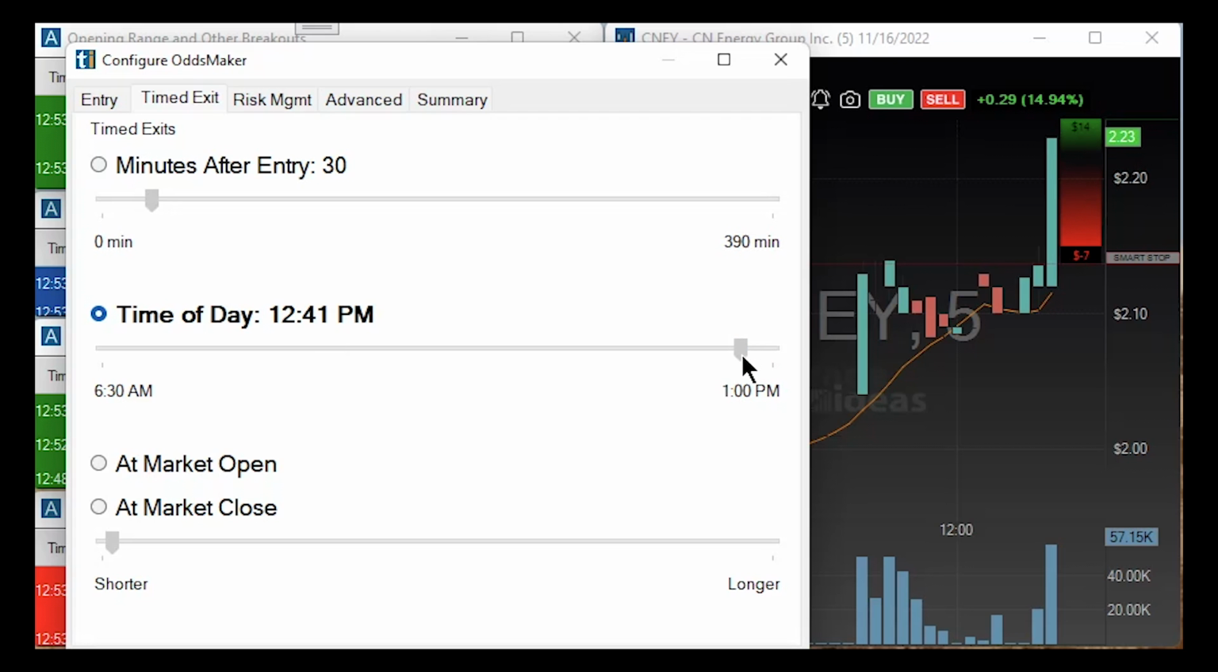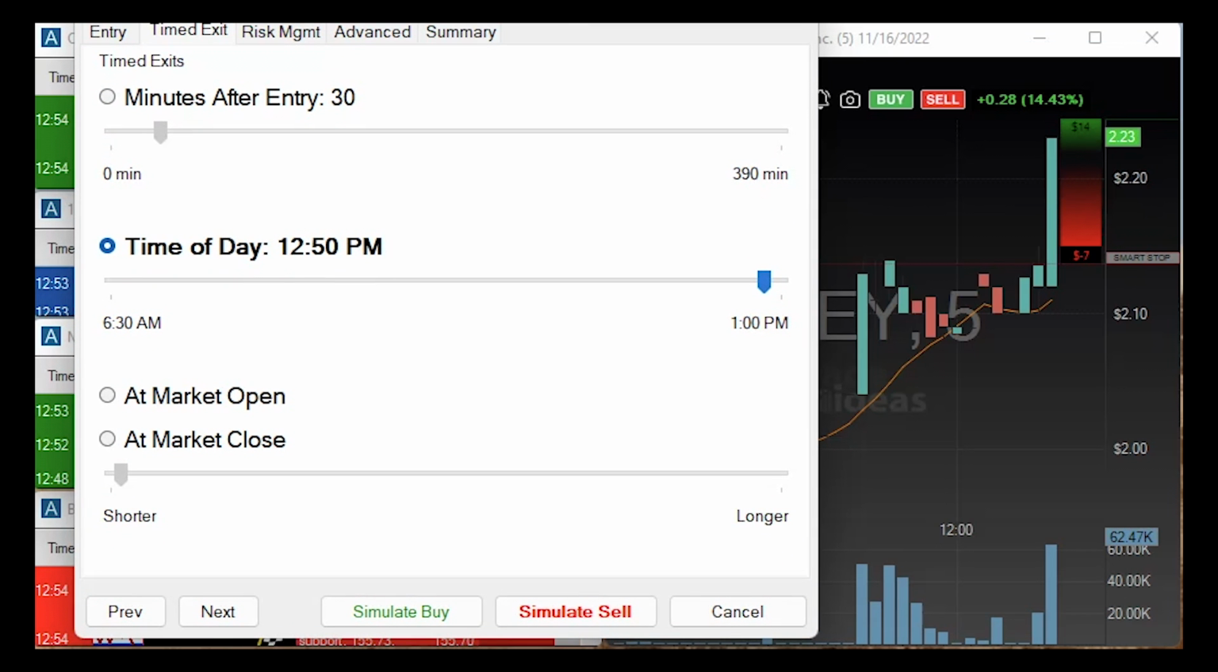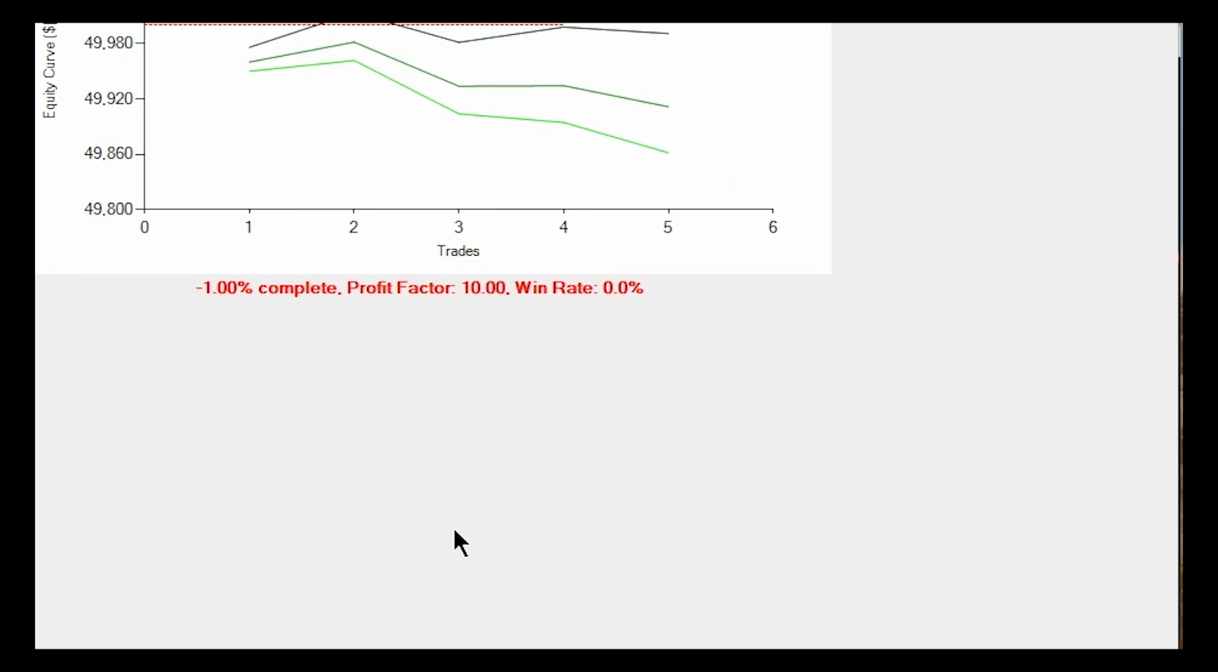So here we're going to say, how about 12:50 is our exit time? So kind of like the end of the day. We're just testing and seeing what's up. Okay. And we're going to say simulate buy.